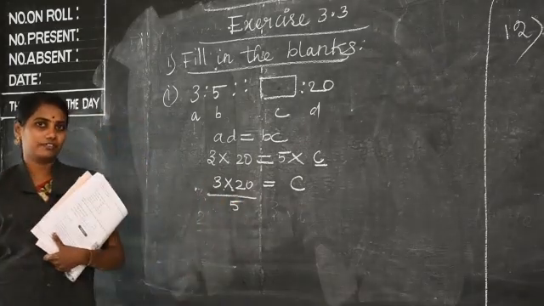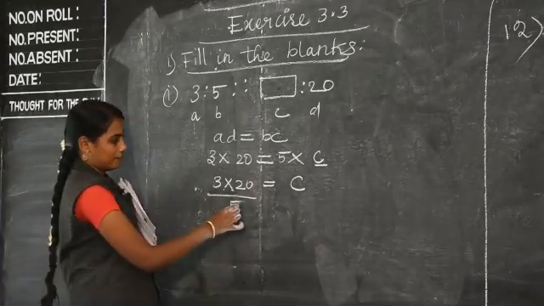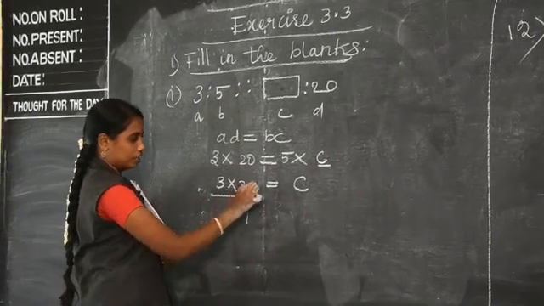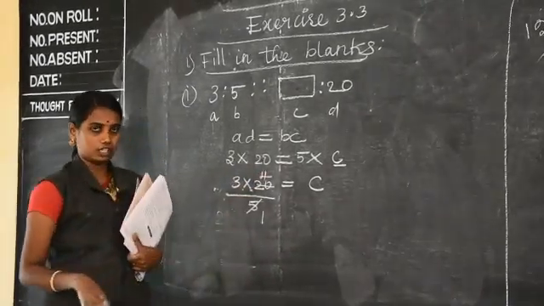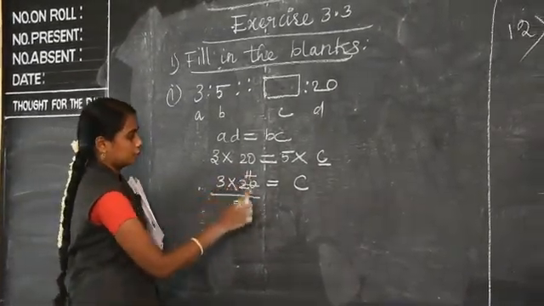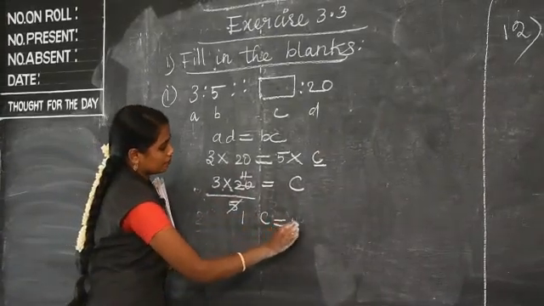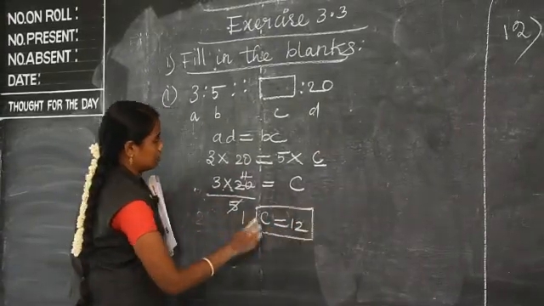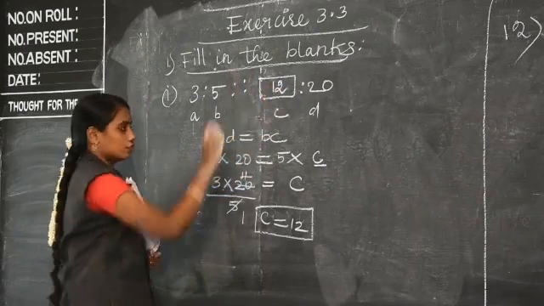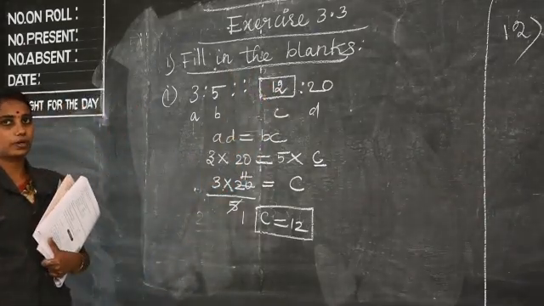Okay, multiple of 5 will come this side as division. Now 5 table, 5 ones are 5, 5 fours are 20. Okay, now multiply 3 fours are 12. So the C value is 12. Okay, C value is 12, we found it. Okay, this is using proportion method.